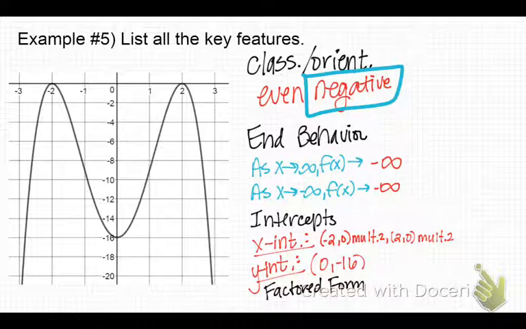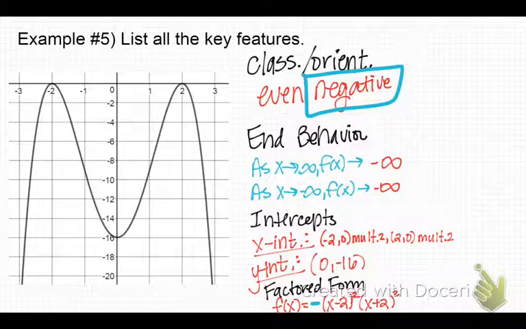Okay, so this is f of x equals what? Negative. Then what's the equation? x minus 2 quantity squared and x plus 2 quantity squared. Now, does the order of that matter? No. But so you don't get it mixed up, the x minus 2 quantity squared goes with my positive intercept, and the x plus 2 goes with my negative intercept, okay? Any questions so far?